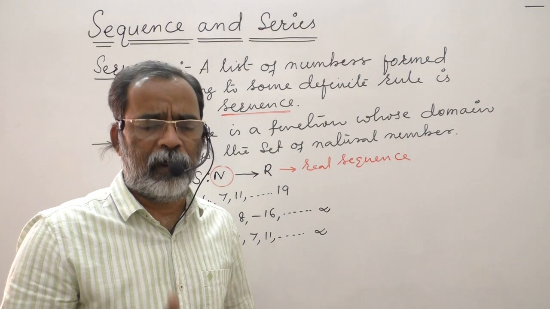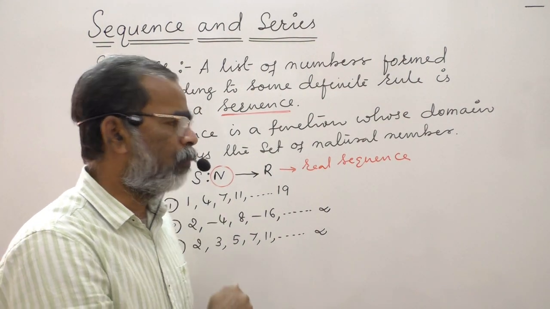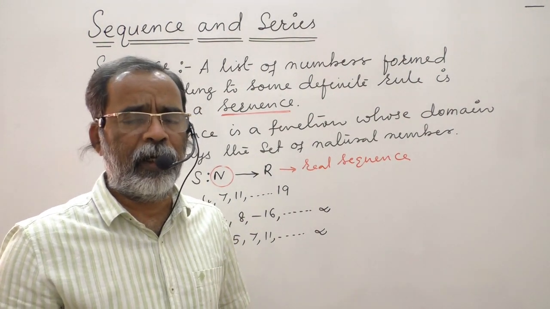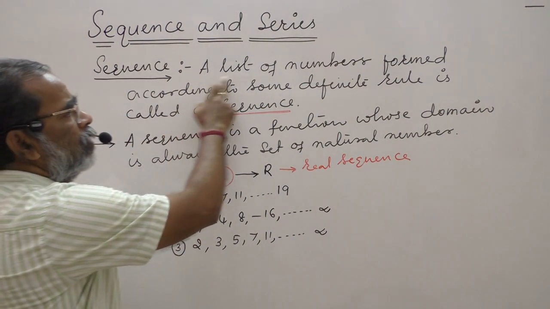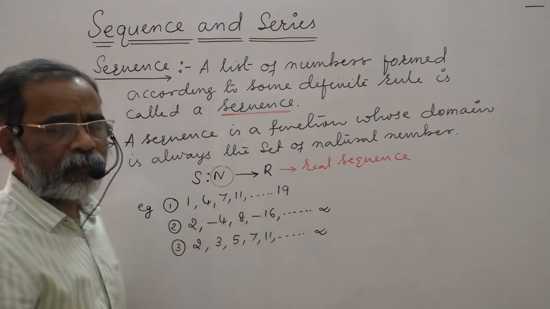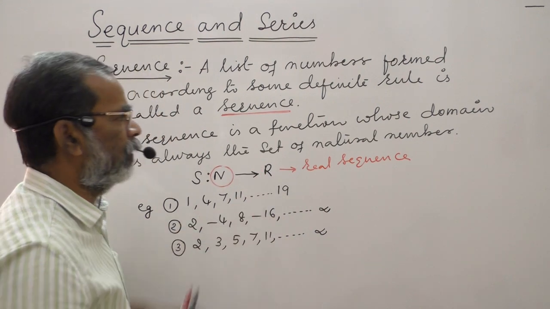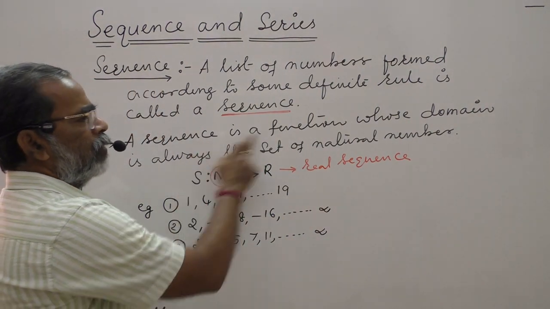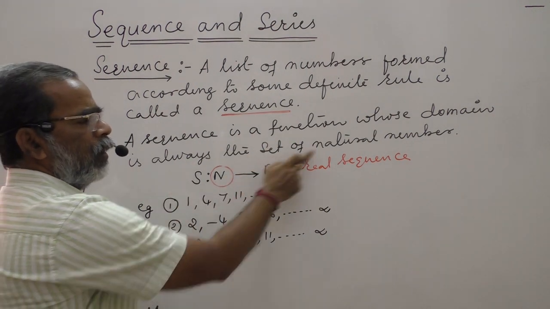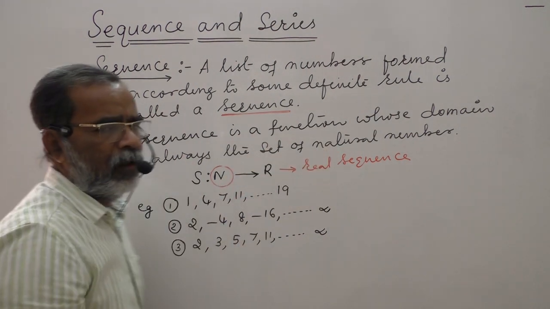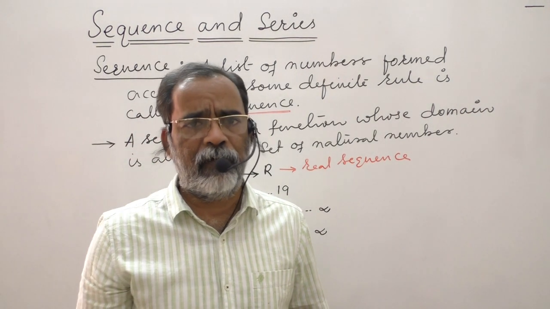If the number of terms is finite, then the sequence is a finite sequence. If the number of terms is infinite, then it is an infinite sequence. So a sequence is a list of numbers formed according to some rule, any rule. A sequence is always a function whose domain is the set of natural numbers N. Whenever its range is R, that sequence is called a real sequence.